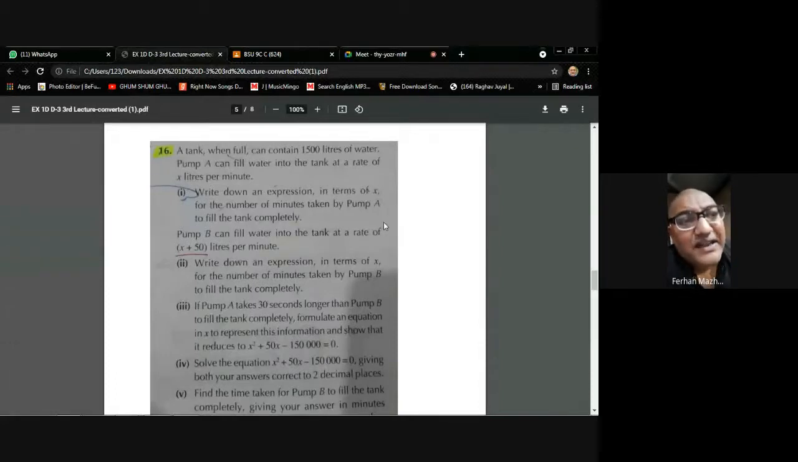If pump A takes 30 seconds longer than pump B, so the time taken by pump A is 30 seconds longer than the time taken by pump B.